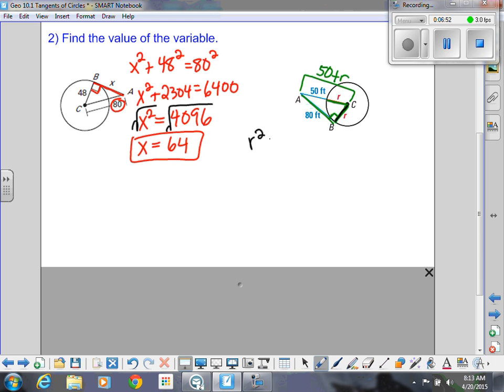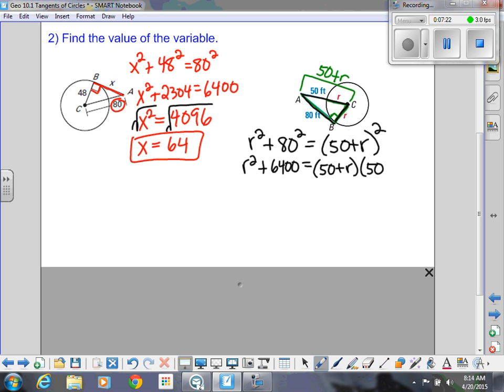So I'm going to have r squared plus my 80 squared. And that's going to be equal to this side over here that's across from the 90-degree angle. That's 50 plus r squared. Notice that I put 50 plus r in parentheses because I want to square that whole thing. So I'm going to have r squared plus 6400. But remember back from Algebra 1 that parentheses squared means that I have two parentheses that I multiply together. So I have to distribute that.